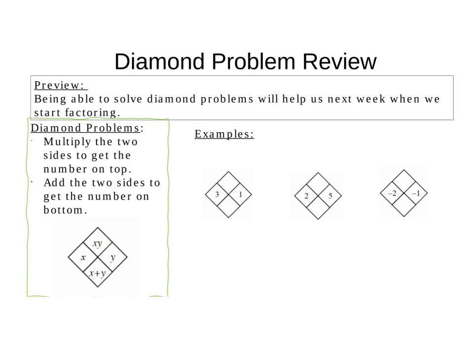Diamond problems, as you may recall, are what we get when we multiply the two sides, x and y, to get the top, and we add x and y to get the bottom. So the bottom is what you get when you add the two sides, and the top is what you get when you multiply the two sides. Let's take a look at our examples.